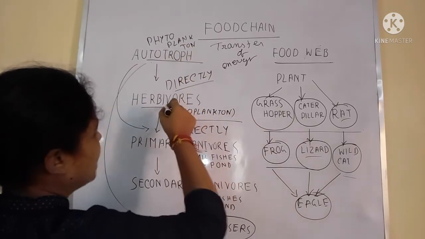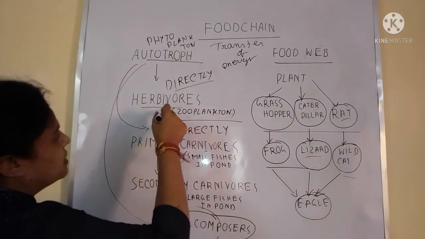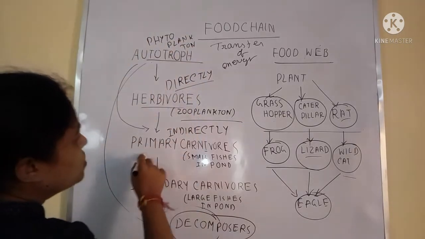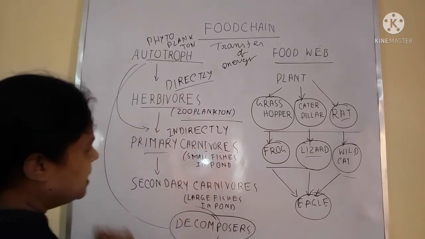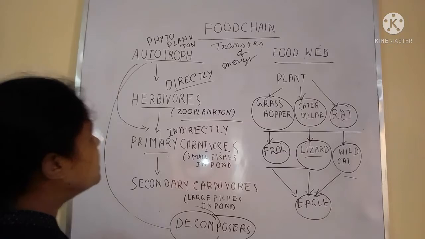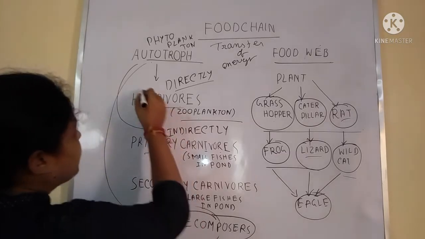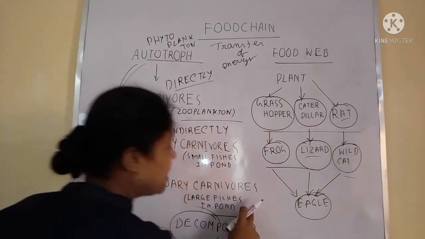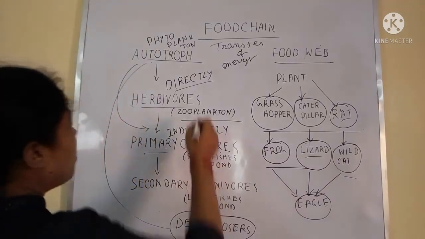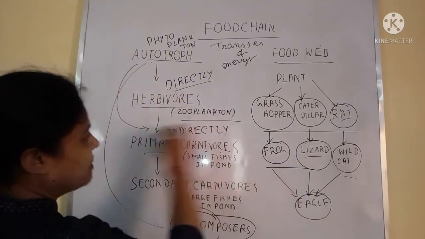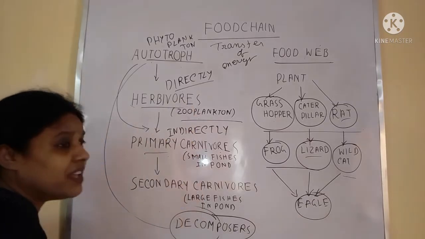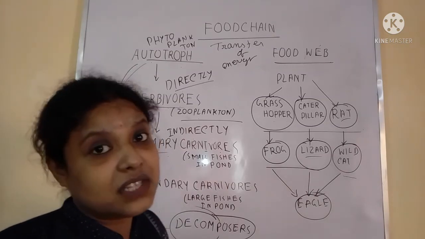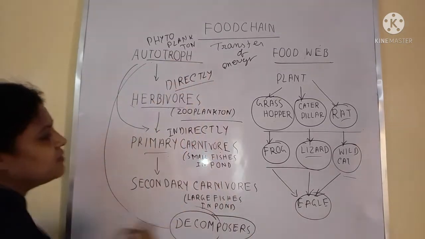to the zooplankton, that is herbivores directly, and then the energy transfers indirectly from the autotrophs to the primary carnivore and then again indirectly to the secondary carnivore. That means maximum energy has been taken by the herbivores from the autotrophs, and the primary carnivore and the secondary carnivore have taken energy from the herbivores and from the primary carnivores. Okay, but very less, and they have taken actually energy that is generally produced by the autotrophs. So this is food chain.